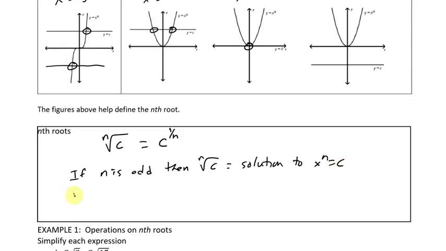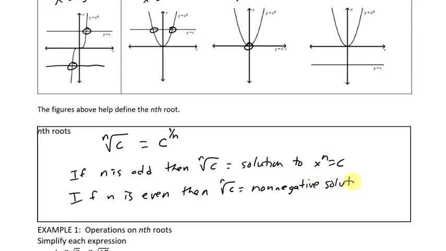If n is even, then the nth root of c is the non-negative solution to x to the n equals c, if a solution exists at all. It may not exist when it's even, but those are our possibilities, and that's what an nth root is. Okay?